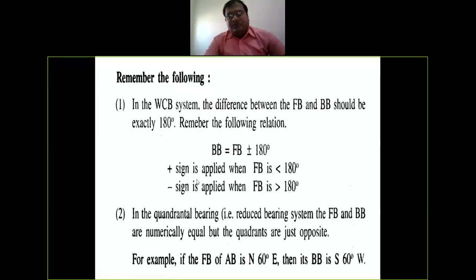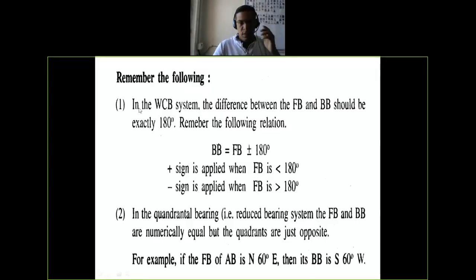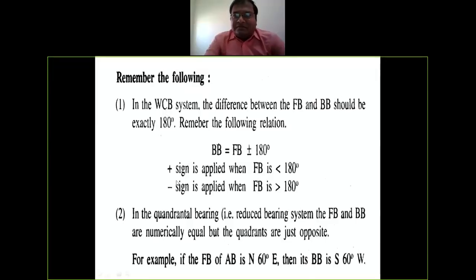Now here is a very important phenomenon that you have to remember. As you know, there are two types of system, the WCB system and the RB system. In the WCB system, the difference between the forebearing and back bearing should be exactly 180 degrees, so remember this: back bearing is equal to forebearing plus or minus 180. This formula is required when the back bearing is not given to you. Suppose in the exam, a line is given and the forebearing is given but the back bearing is not, and it is in the WCB system, then you have to remember this formula to calculate the back bearing.